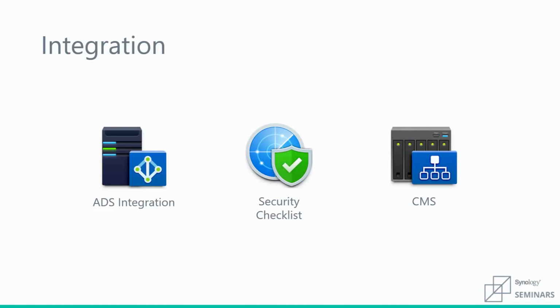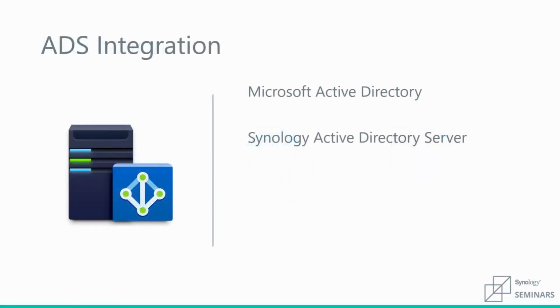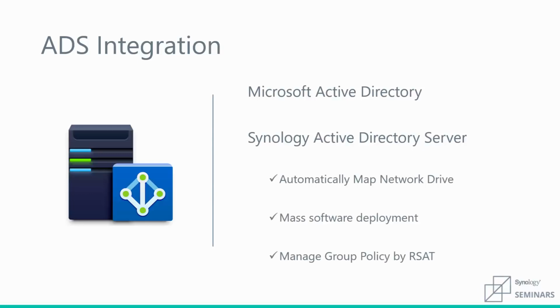Now, let's discuss how easy it is to integrate your file server into your business environment. We're going to talk about how to join a Windows domain or create your own, how to install software on hundreds to thousands of PCs, and some helpful configuration tips to keep that data secure. So first, let's talk about Active Directory. Your server will seamlessly integrate into your Microsoft Active Directory. However, if you do wish to step away from Windows Server and its $50 per user licensing fees, we offer Synology Active Directory. Now, this is a robust solution that allows you to automatically map the network drive, deploy software to all users on your domain, and manage group policies via RSAT, all without any licensing or any additional fees.